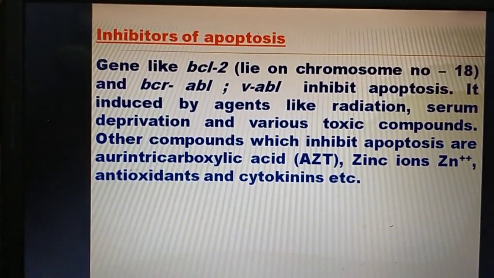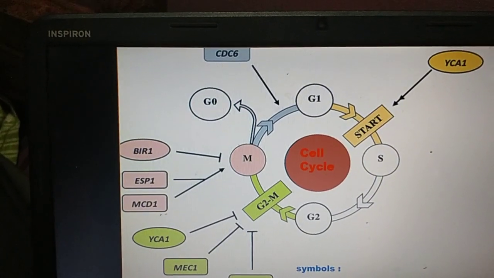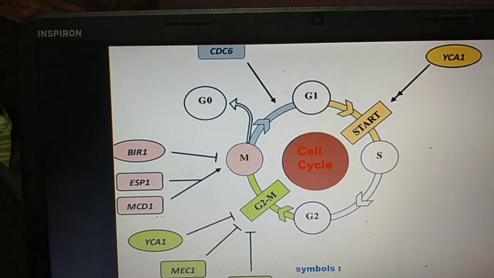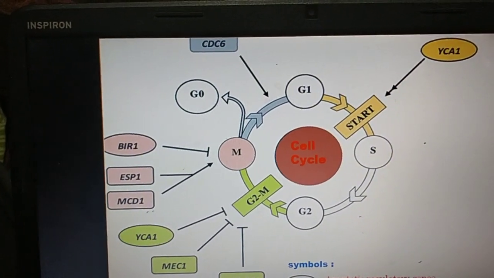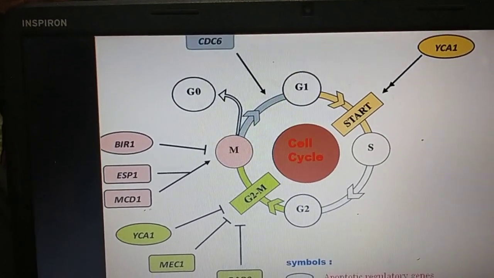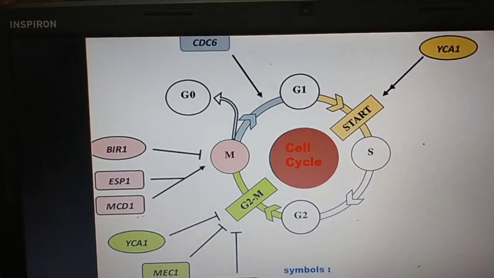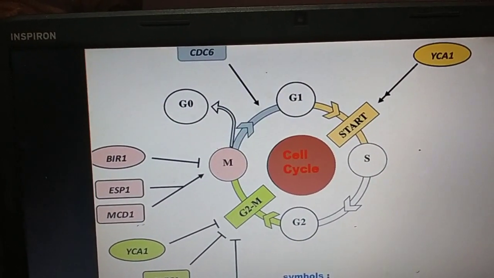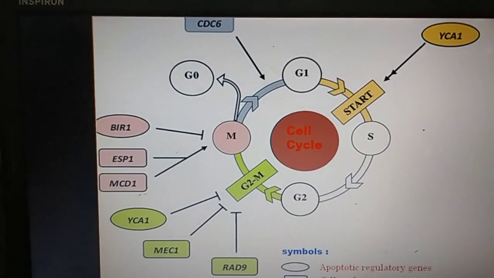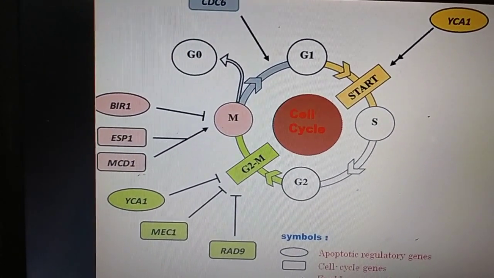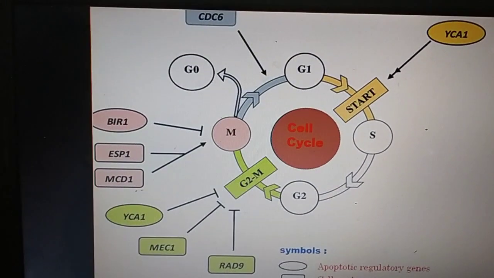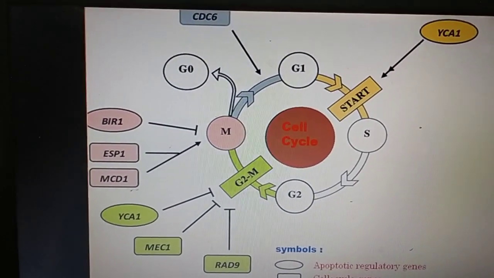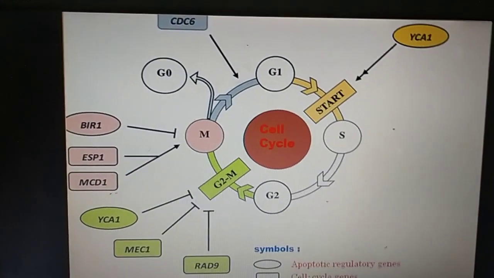antioxidants, and cytokinins, etc. This picture clearly shows the genes of the cell cycle involved in the apoptosis process, or apoptotic regulatory genes, and the checkpoint activation and delay of progression during apoptosis. In the steps of the cell cycle, that is G1, S, G2 and M phase, it shows how the genes take part in the process of apoptosis.